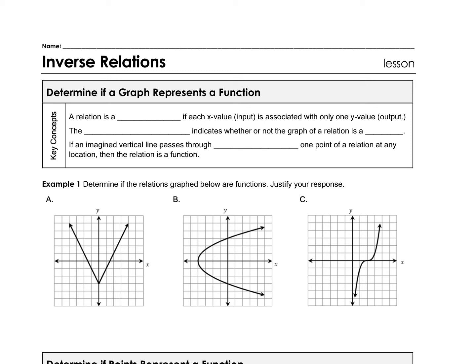Okay, so in this lesson, we're going to be going over inverse relations, but before we start that, we're going to have to look at what a function is. So determine if a graph represents a function or not. It says a relation is a blank if each x value is associated with only one y value. So that is called a function.